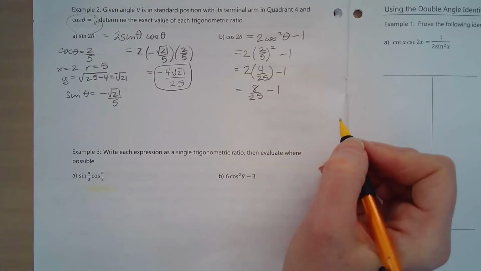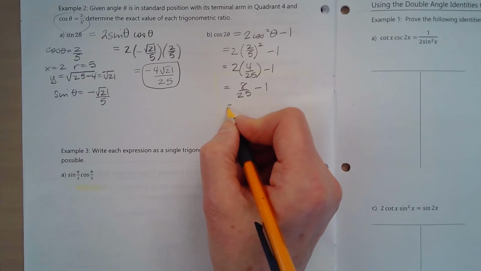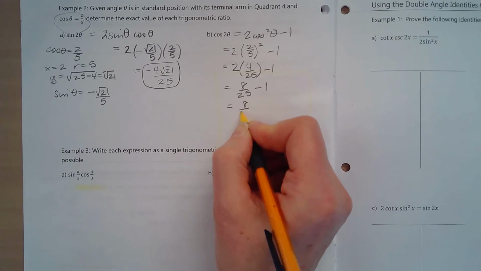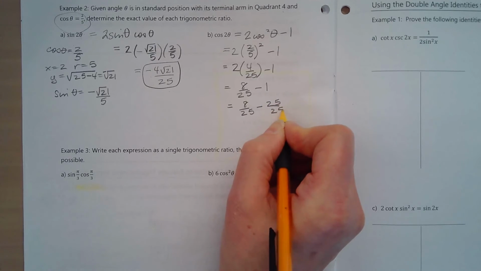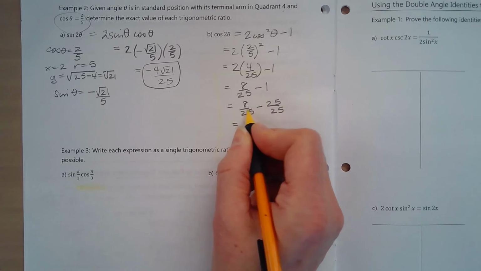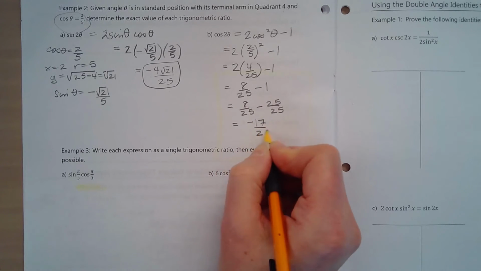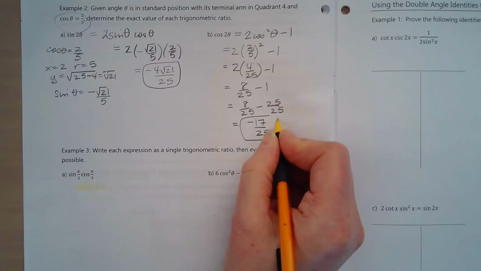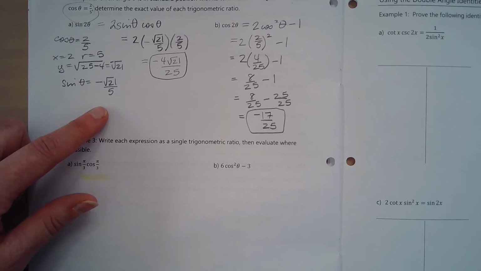Okay, almost done, right? I'm going to have to combine these two. I'm going to need an LCD. So that's going to be, I guess I'm going to call that 25 over 25. So I have 8, take away 25. Negative 17/25. Did you also get that, Eileen? We did good. Yeah, if you use the right value, you'll get the same answer.